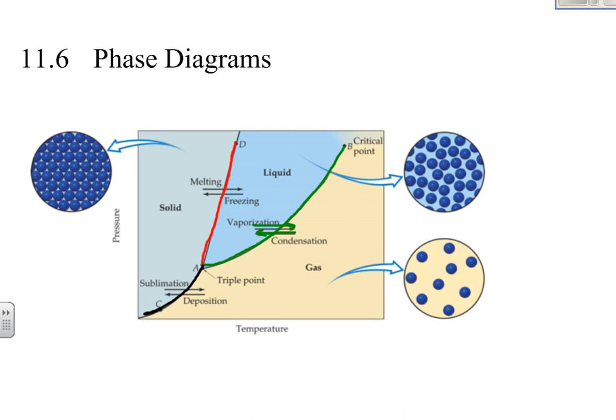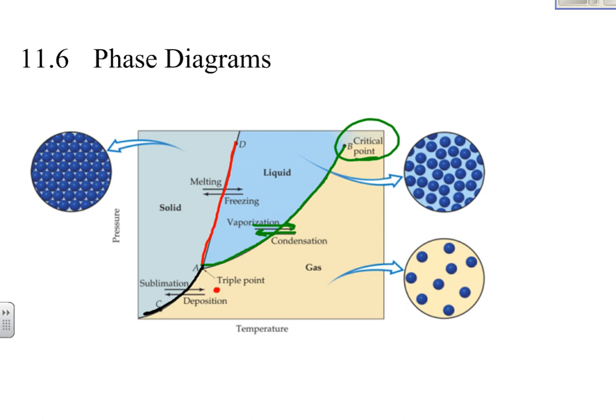One of the points that we want to highlight here is the critical point. The critical point in this graph, point B, if we take another point, for instance, say point right here.